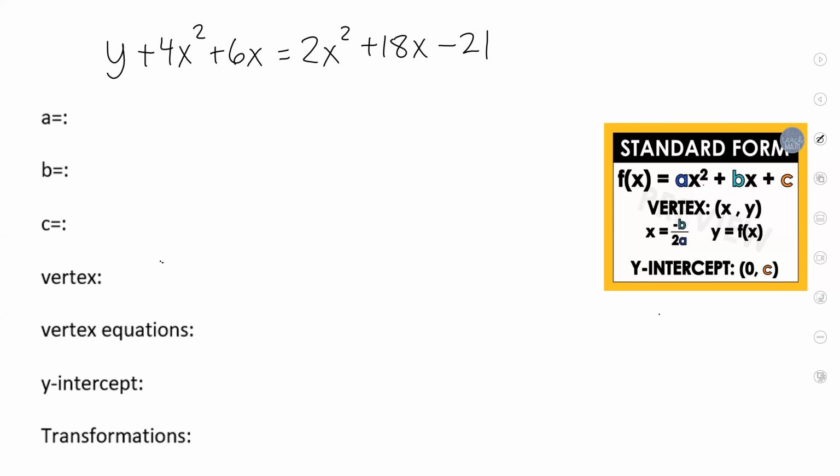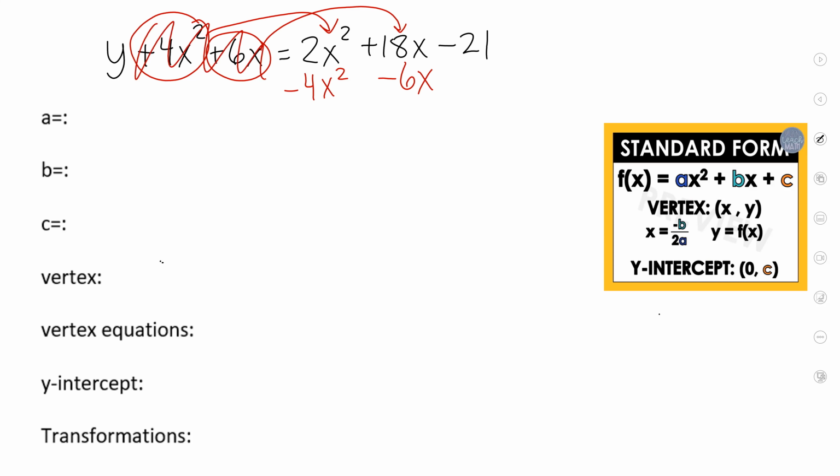Let's just move things, okay? Let's move this positive 4x squared over here so that it becomes a negative 4x squared. Go ahead and write that down. Let's move this 6x to this side so that it becomes a minus 6x. Whenever you move stuff, the sign just changes, that's all, okay? So this is gone, I moved them. They're now on this side. So let's write down what I'm left with.